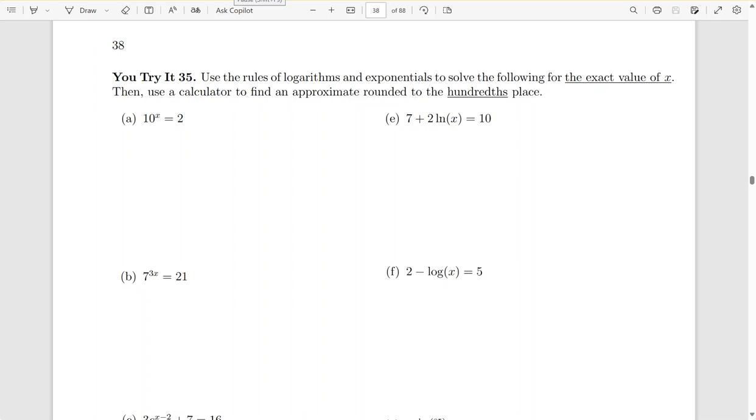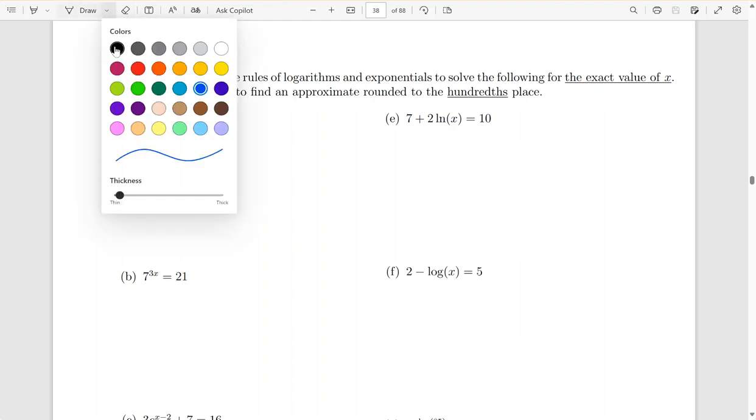In these problems, we're going to be solving using the laws of logarithms and exponents. We're going to find the exact value first, which means we're going to solve for x, and then use your calculator to round to 2 decimal places. That's the hundredths place.